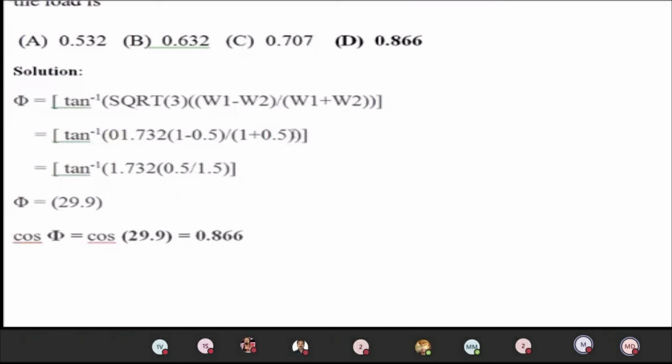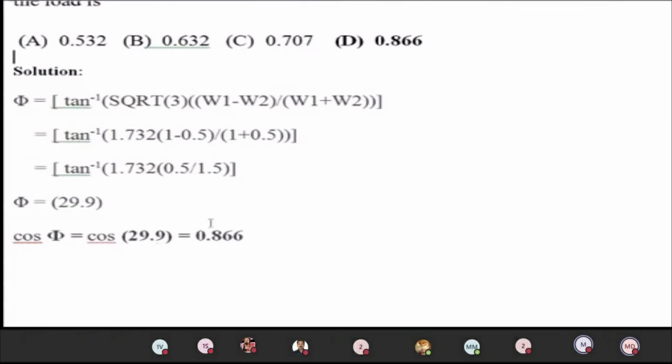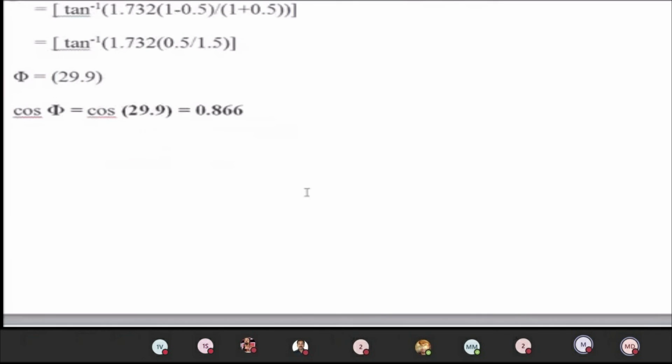You can see on the screen the W1, W2 is half of W1. So you treat it as 1 by 2, take it as 0.5, substitute in the formula. So finally we have phi is equal to 29.9, so cos phi is equal to 0.86. So this will be the answer. The option is the fourth one, 0.866. So once the formula is known, you can easily solve the problem within the given time.